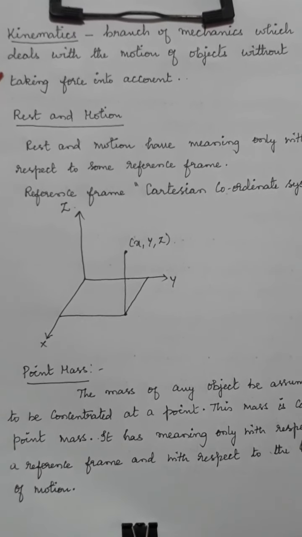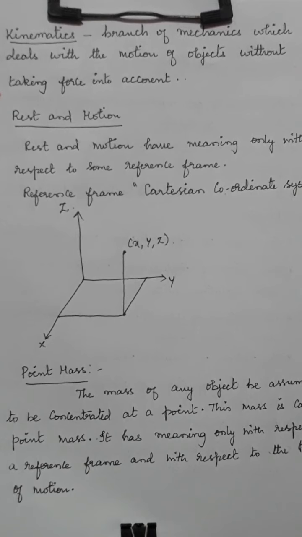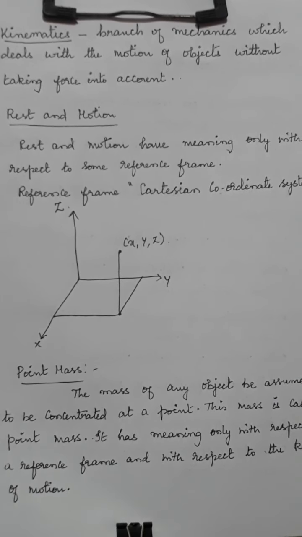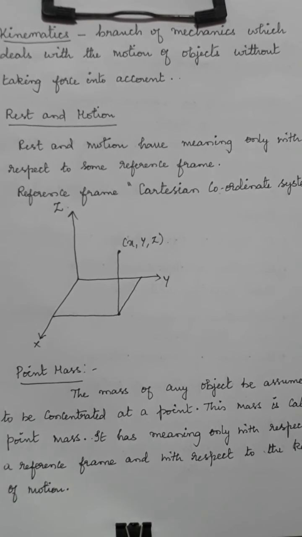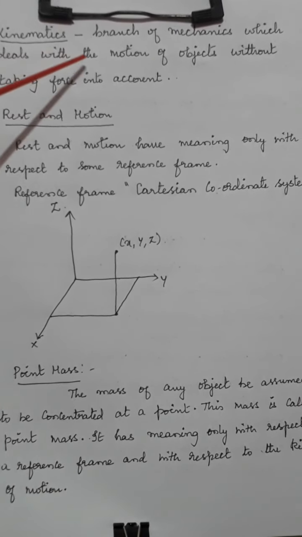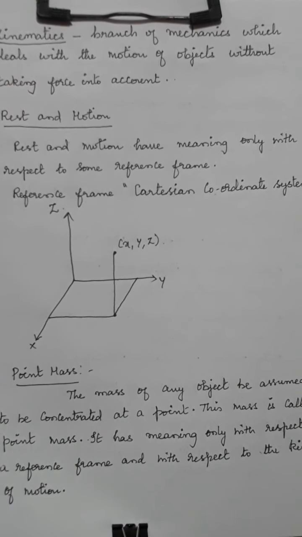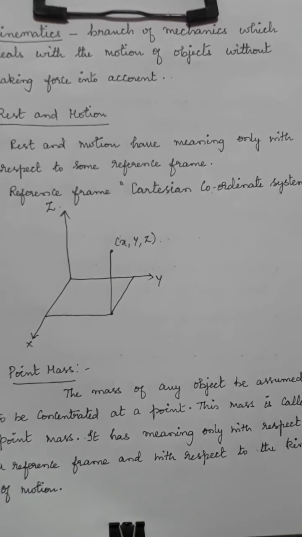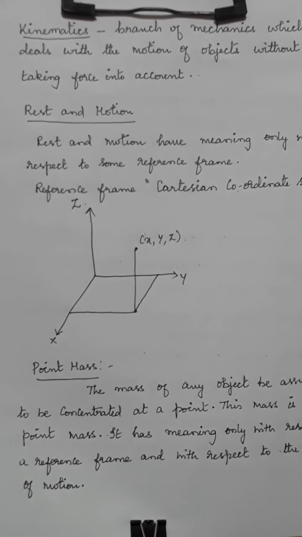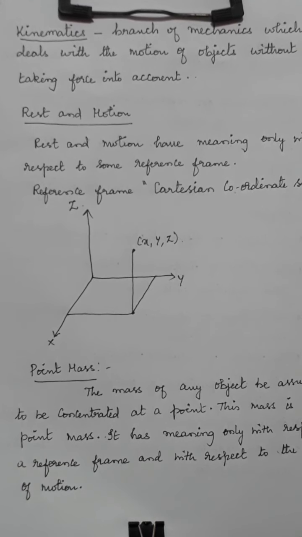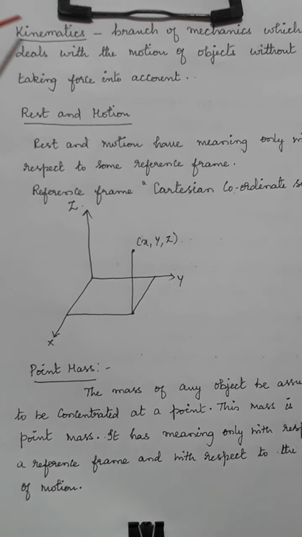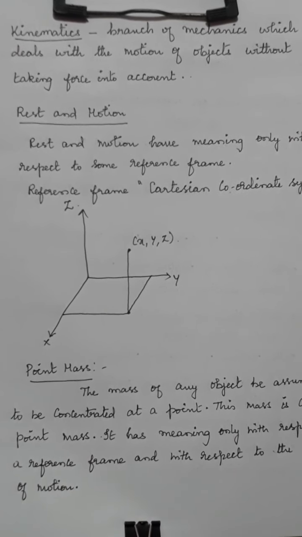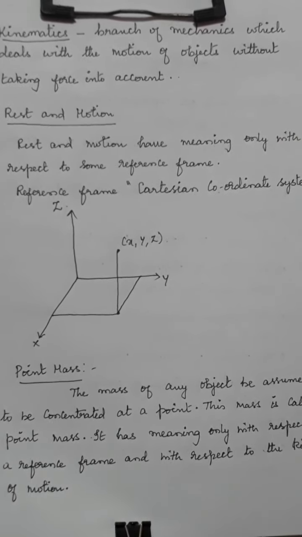But here, kinematics says that generally, naturally, even without taking the force into account, if any object is going to move, I am going to study about its motion. That is what kinematics is. For example, you have the moon which is rotating around the earth. That is a very simple example of kinematics. So, some basic definitions that you should know. That is all what you are going to learn now.